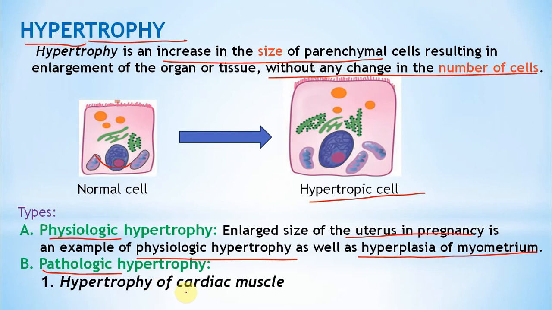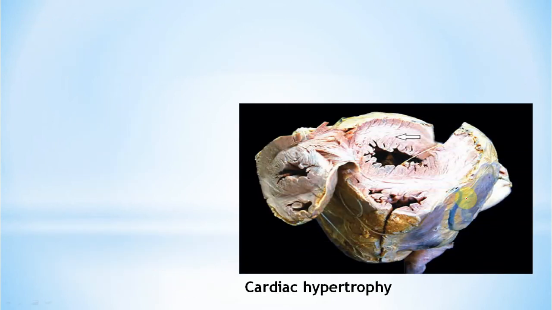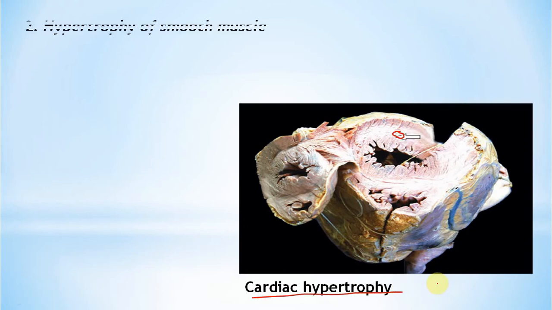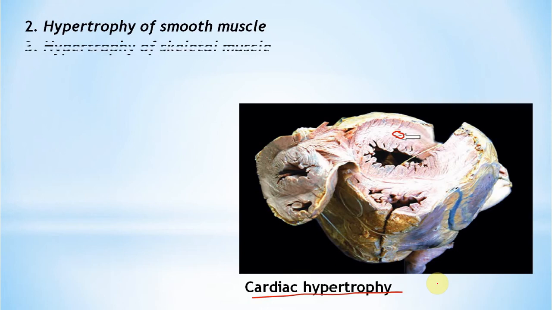It occurs in a number of cardiovascular diseases, as left ventricular hypertrophy occurs by systemic hypertension, aortic valve disease, mitral insufficiency. Hypertrophy of smooth muscle: examples are pyloric stenosis in stomach, intestinal stenosis, muscular arteries in hypertension. Hypertrophy of skeletal muscle: hypertrophied muscles in athletes and manual workers, and also the bodybuilders.